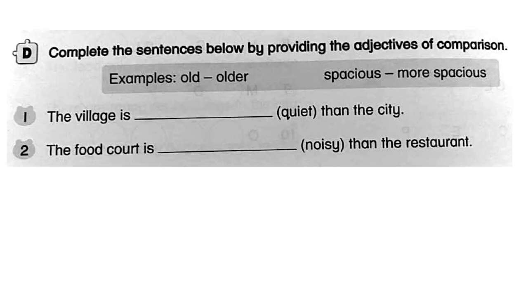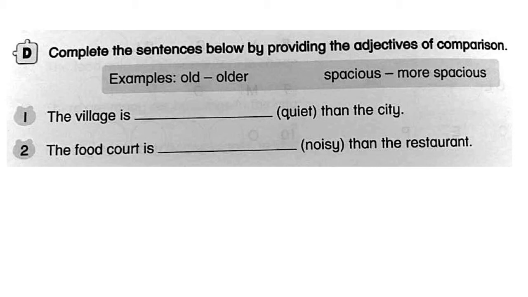Okay, look at exercise D. Complete the sentences below by providing the adjectives of comparison. Okay, fill in the blanks with the comparative adjective. All right. Let us look at the examples. Old, older, older. Okay, for the regular adjective, we add er. For adjectives with more than two syllables, we use more. Okay, if we use more, please don't add er at the end of the adjective. Okay, don't do that. We don't have such a form of comparative adjective.